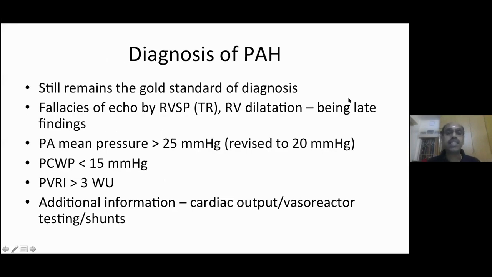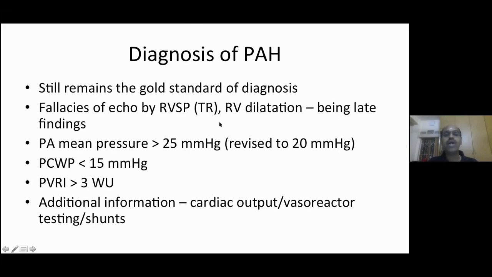Still, cardiac catheterization remains the gold standard for diagnosis because of fallacies of echocardiogram, by RV systolic pressure or RV dilatation, these being late findings. So if you are having a patient with early onset pulmonary hypertension, wherein the pulmonary artery mean pressure is only 30-40 millimeters of mercury, you will not be able to get this particular patient diagnosed on simple echocardiography, and that is one of the reasons why, by the time we diagnose idiopathic pulmonary hypertension, these patients are already in the very severe pulmonary hypertension group, and most of them have already started failing their right ventricle.